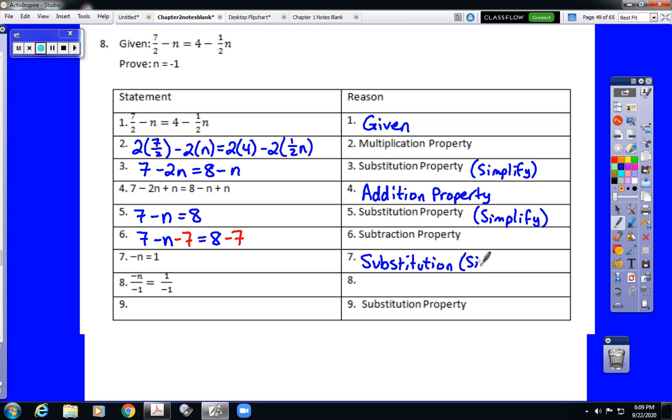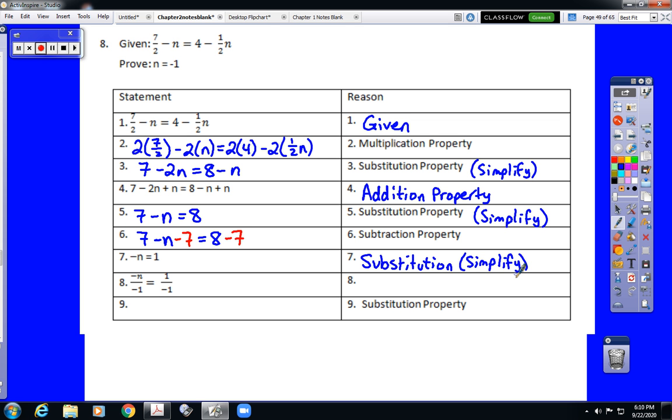Again, every single time that you add, subtract, multiply, divide, or distribute, that takes 2 steps in a proof. First you have to show it, then you actually do it using a substitution simplify step. So what I'm saying is every time that you add, subtract, multiply, divide, or distribute, the next step in your proof should be a substitution simplify.